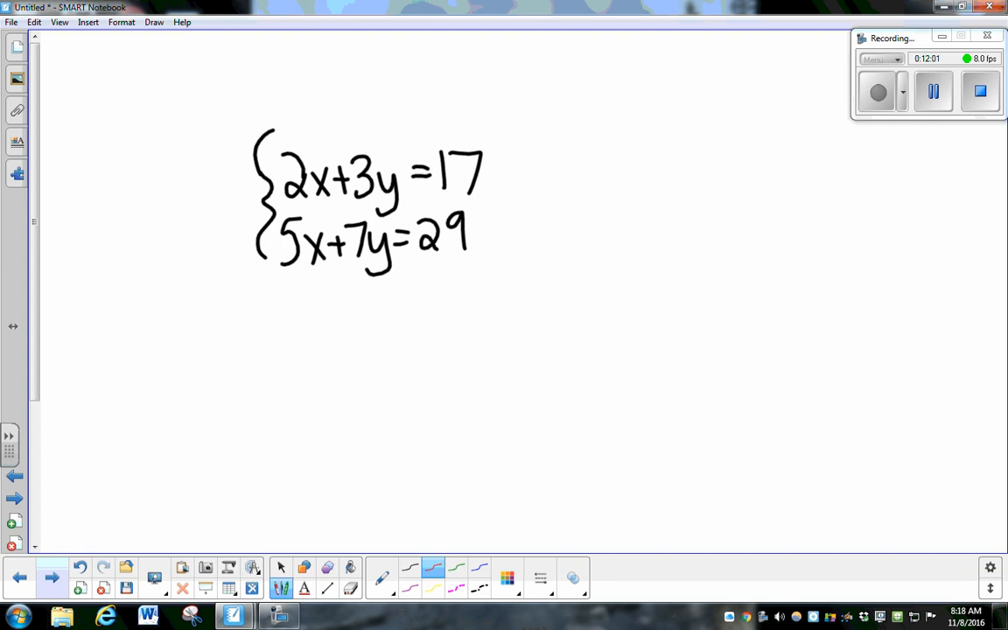So I'm thinking that the least common multiple that 2 and 5 have is 10. So I'm going to make this top equation, I'm going to multiply it by 5 so that I've got 10x plus 15y equals 17 times 5, so that is 85. Actually, you know what? I changed my mind because I'm going to do it the same as I have it on my notes because I know the answer is that way. I'm going to multiply it by negative 5, so that's going to make it negative 10x minus 15y equals negative 85.